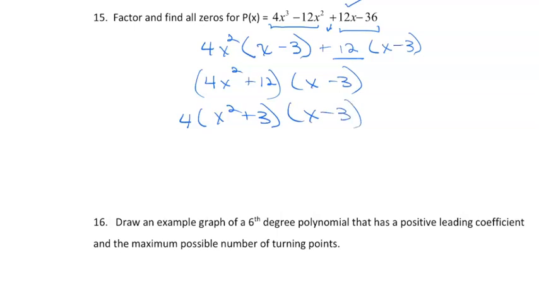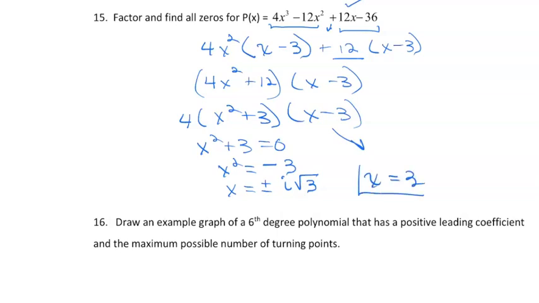Okay, that's going to help me do the zeros. So 4 is not a factor. Okay, I need 3 roots. Set your factor of x squared plus 3 equal to 0. That gives me x squared equals negative 3. You know what's coming. x equals plus and minus radical negative 3, but I'm going to now write that as plus and minus i radical 3. And my other one is going to give me x equals 3. And I have all 3 zeros, and I'm done.